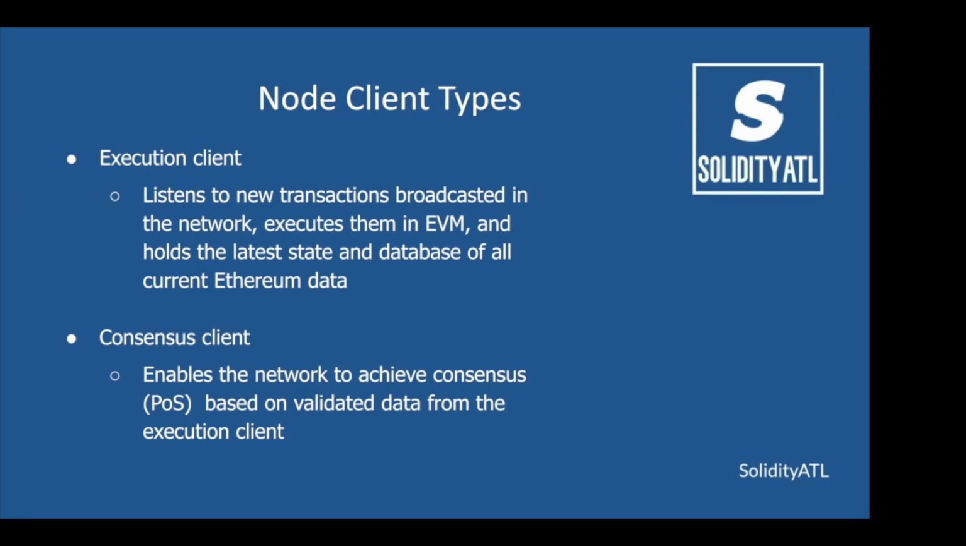Both the execution client and consensus client have multiple implementations in different languages. The most common languages used for node software are Rust and Go, usually. And one of the advantages of protocols launching EVM compatible chains is they can reuse existing client software.